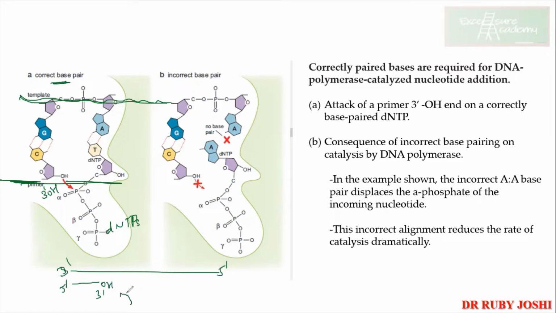So now here the new dNTP is coming. On the template we have got GC. So here GC, here A. So T should come, right? So now dTTP is coming. Now this much is clear, guys? Yes?